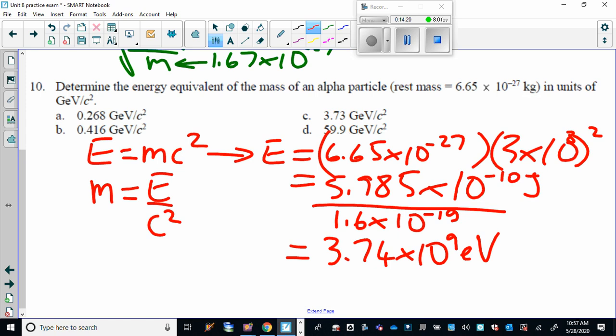Which works out very nicely, because if it's times 10 to the 9, then it's already giga. So the answer is going to be C. Isn't it? Yes, it is. C. 3.7473 giga electron volts over c squared.